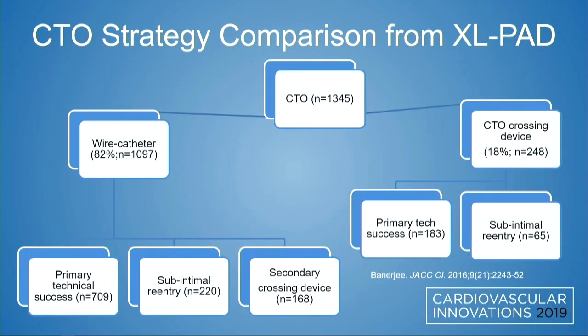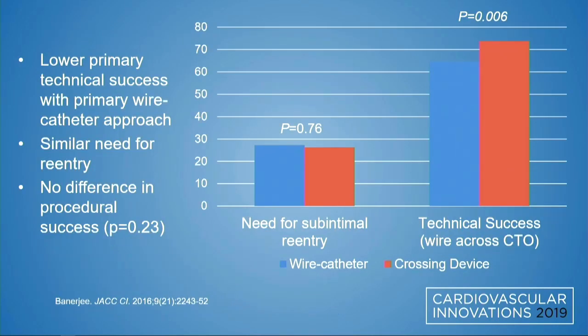Just to again mention XLPAD, which studied a wire catheter approach versus a CTO crossing device primary approach. Folks that ended up with a wire catheter approach, most folks had primary technical success, although subintimal reentry was required in both arms of this study. Essentially, the need for subintimal reentry was not different whether you approached chronic total occlusions with a primary wire catheter approach or a crossing device approach.